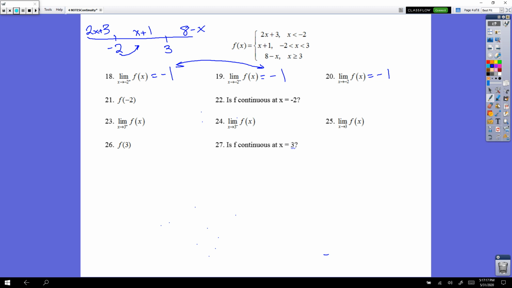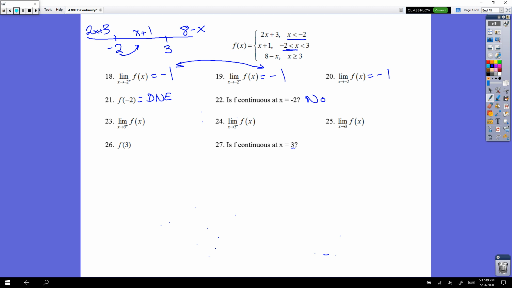Now, to figure out if it's continuous, I need to plug negative 2 into f. Now, this problem's kind of got a little trap in it. If you look at our domains here, there is no "or equal to" around the negative 2. So that means that there is no value when I plug negative 2 in. So since the limit as x approaches negative 2 and f of negative 2 are not the same, that means that it is not continuous.